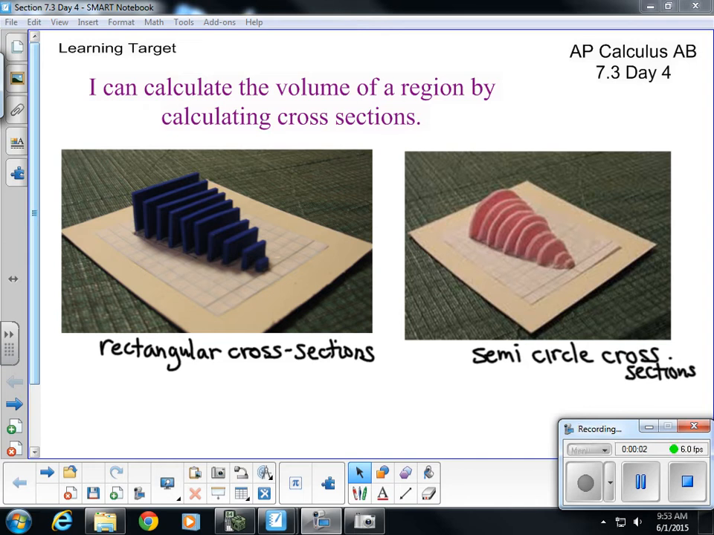This is your very last lesson for AP Calc in 2016, or whatever year it is for you. But anyway, we are going to do calculating volumes by using cross sections.